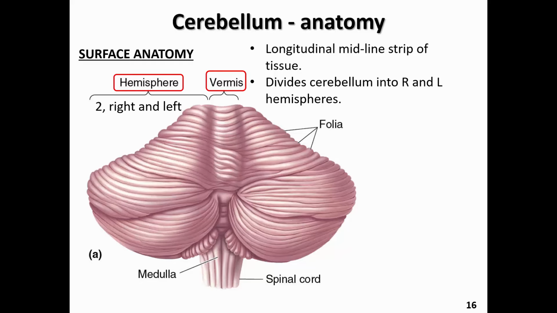Now, the external surface is defined by what are called folia, and these are transverse convolutions that give the texture of the external part of the cerebellum. If we take a look towards the bottom part of the slide, here we see the medulla that blends into the spinal cord. So just on the anterior side of the cerebellum is the continuation of the base of the brain tissue into the lower part of the brain stem.